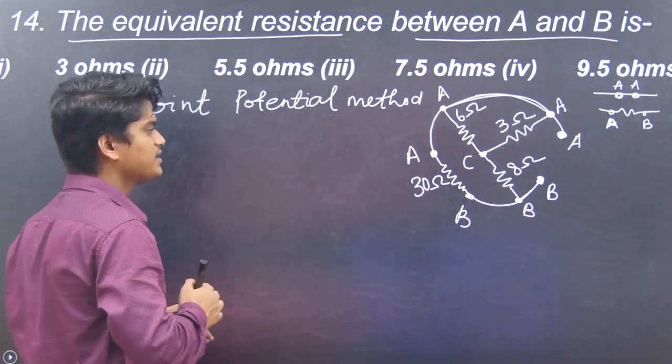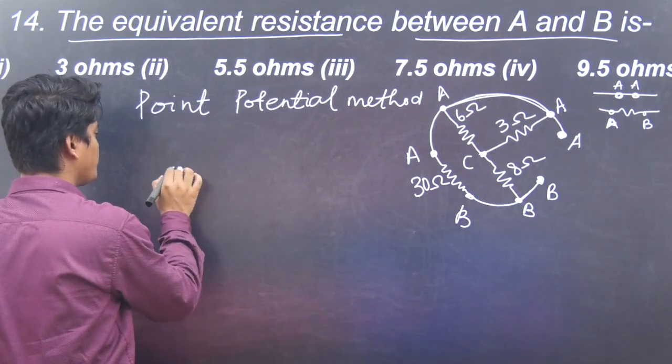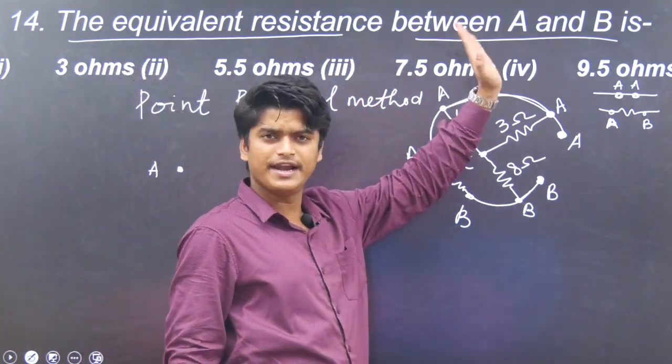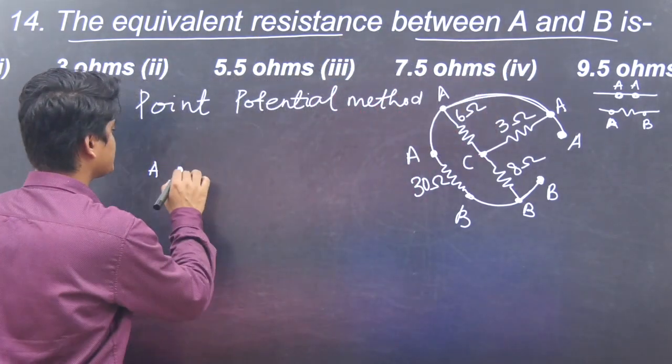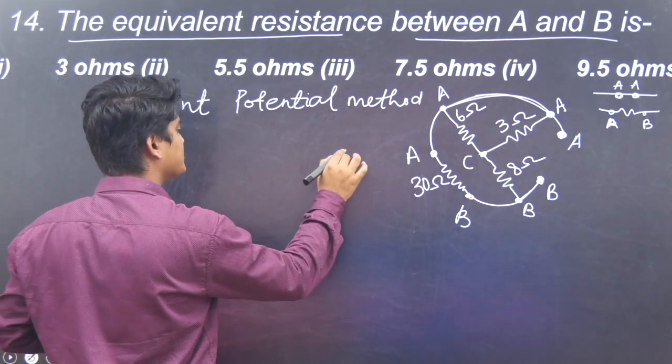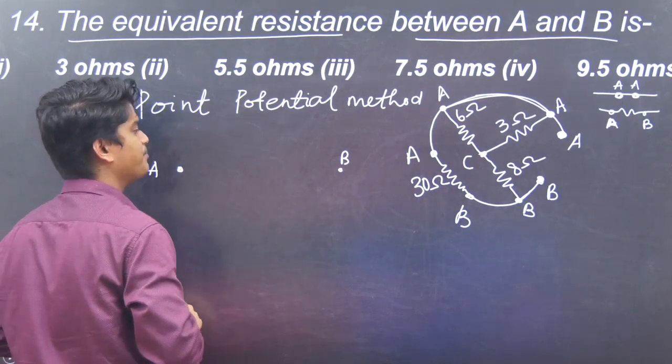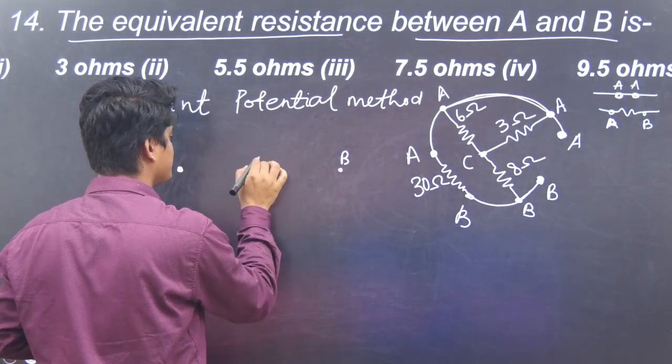Now I will try to arrange this. How do I arrange it? I need to find the equivalent resistance between A and B. So I will keep A on the left hand side and B on the right hand side. Then C is coming in between, so let me keep C somewhere in between.